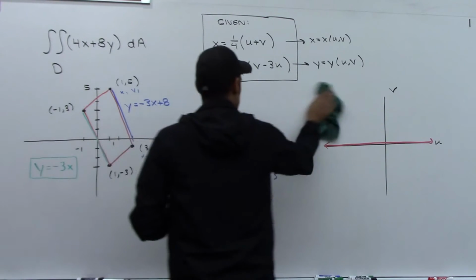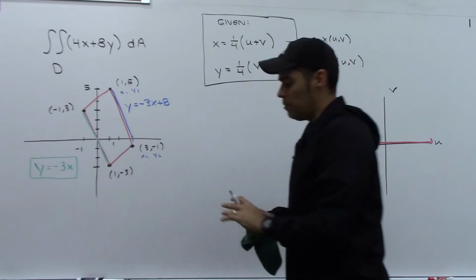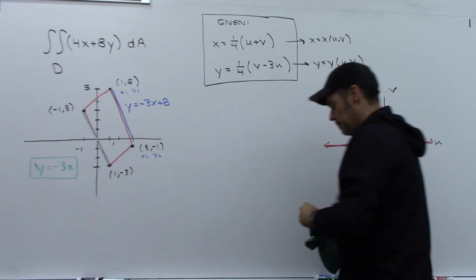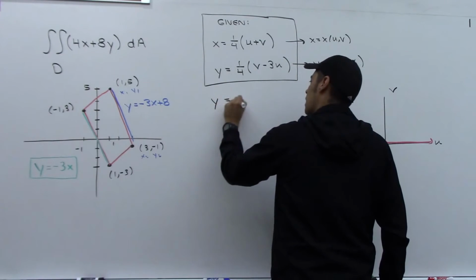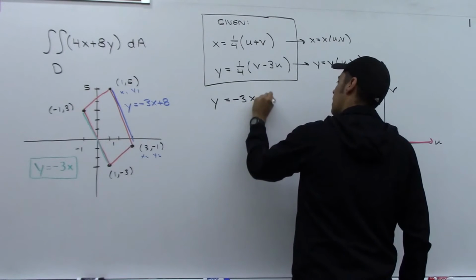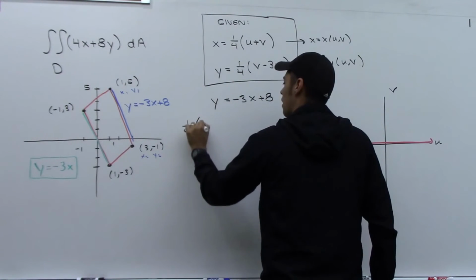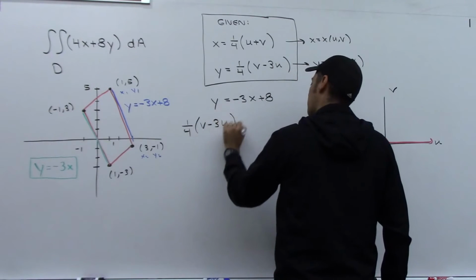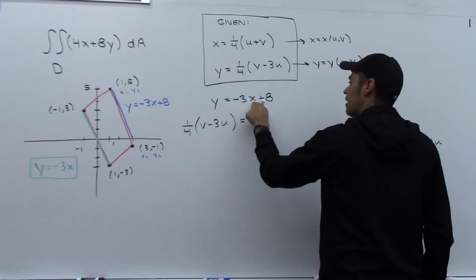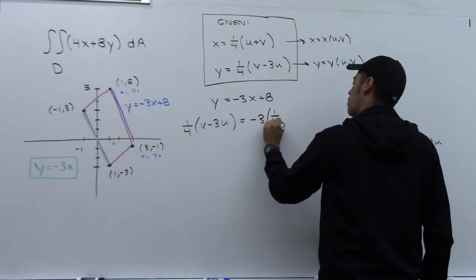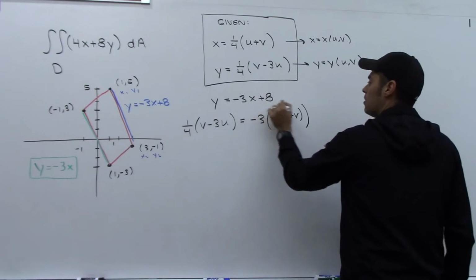And now what I'll do is the same exact thing I did just a second ago. I'm going to rewrite the equation of that line segment. y equals negative 3x plus 8. And I'm going to replace y with 1/4 v minus 3u. I'm going to replace the other side, negative 3x is 1/4 u plus v, and then plus 8.